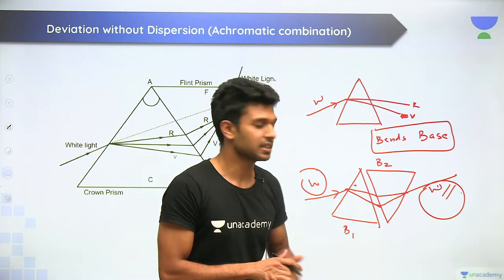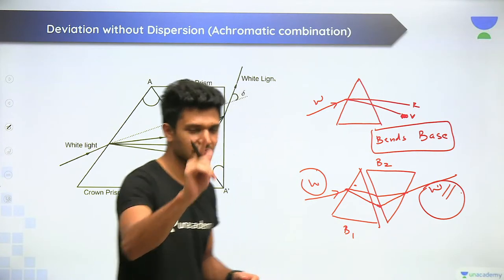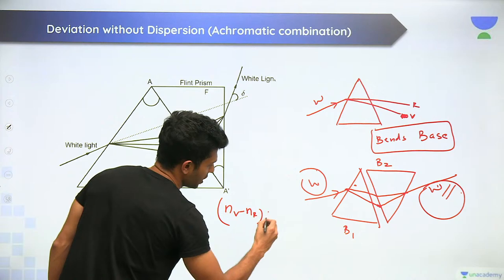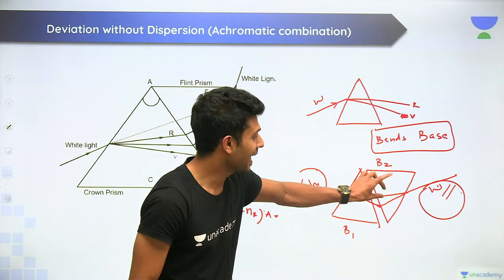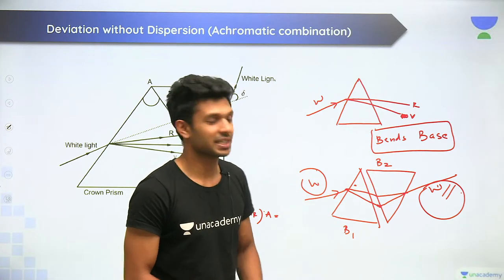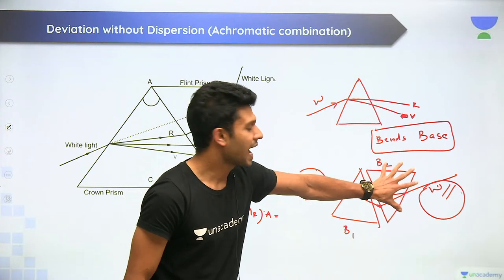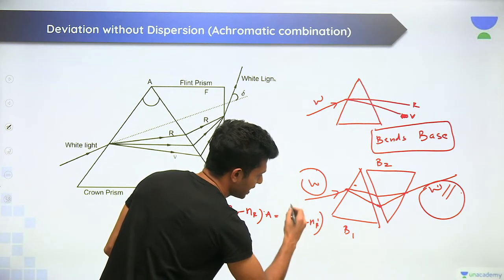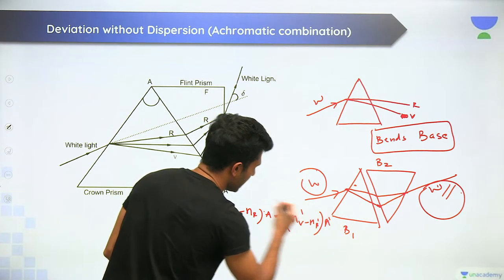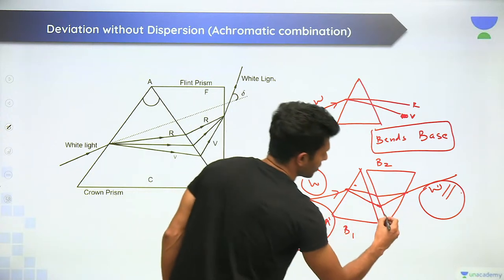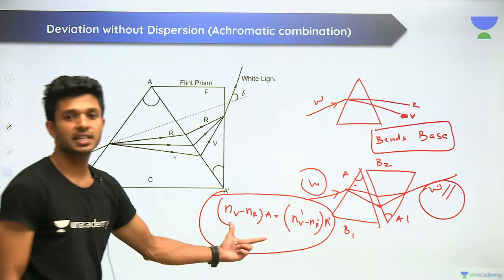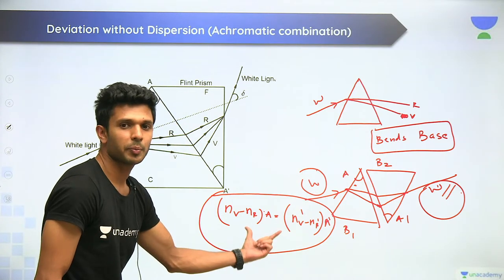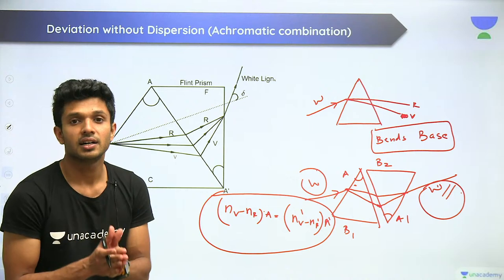Can you tell me what will be the condition for this to happen? The condition is that the angular dispersion in the first prism, which is (NV minus NR) into A, should be equal and opposite to the angular dispersion produced by the second prism. How will you write the angular dispersion of the second prism? (NV dash minus NR dash), because we don't know the refractive index value in the second prism, into A dash. A dash means the prism angle of the second one. If the angular dispersion of the first prism is equal and opposite to that of the second, this condition of achromatic combination of the prisms is possible.